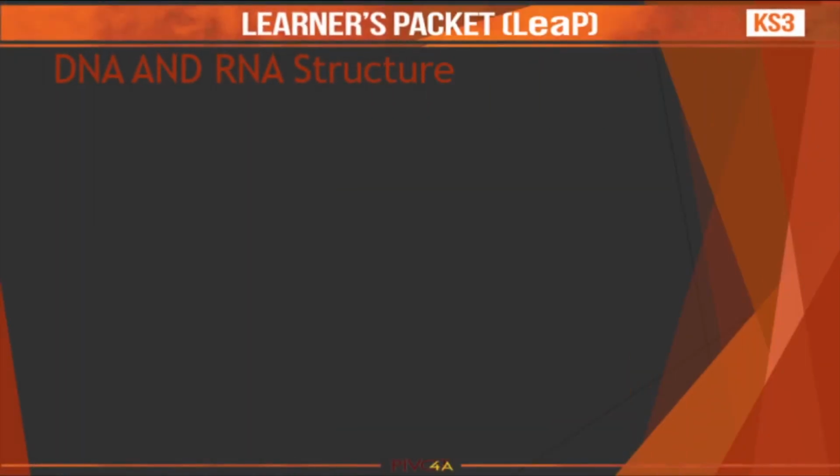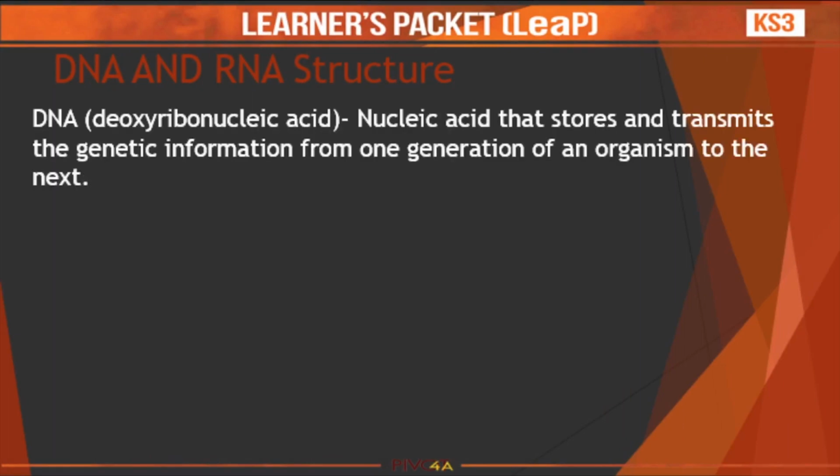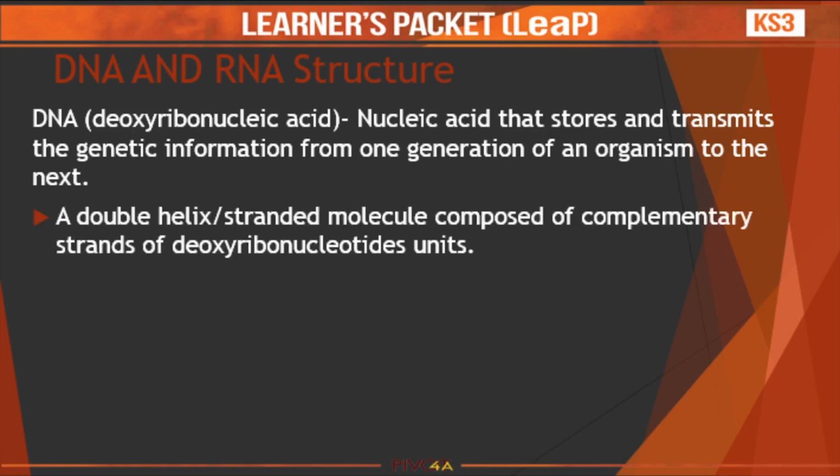First, let's differentiate DNA and RNA structure. DNA stands for deoxyribonucleic acid. So our DNA is a nucleic acid that stores and transmits the genetic information from one generation of an organism to the next. Also, DNA is a double helix or double-stranded molecule composed of complementary strands of deoxyribonucleotide units. The building blocks of DNA are what we call nucleotides.